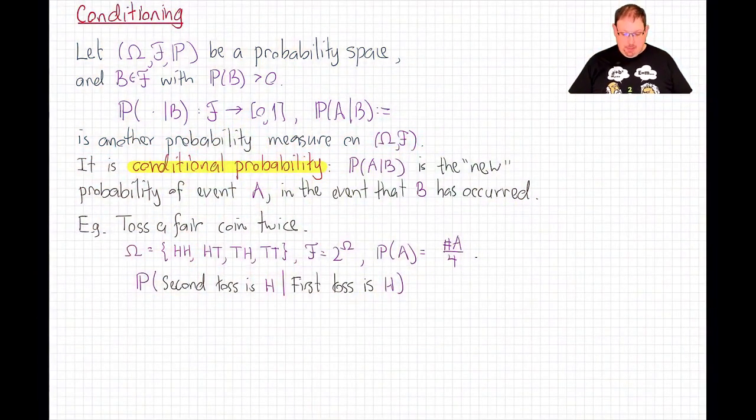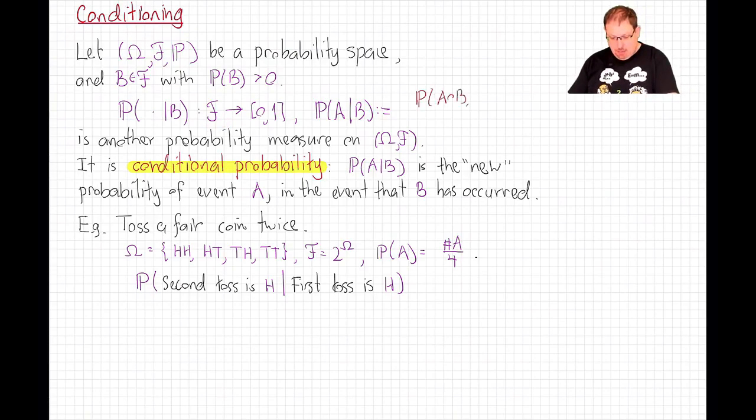Given a probability space and an event in that probability space that has positive probability, we can construct a new measure called the conditional probability relative to that event B. It's defined on the same sigma field, and it is defined as follows. The probability of A given B is the probability of A intersect B divided by the probability of B.